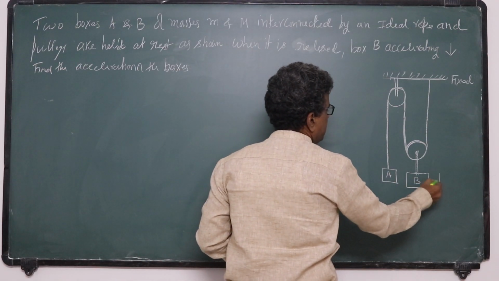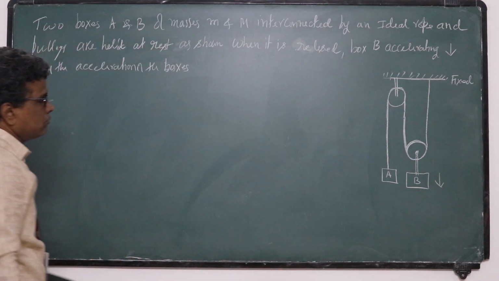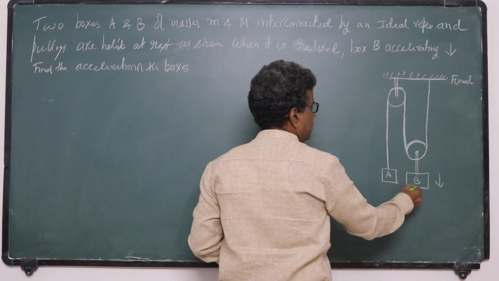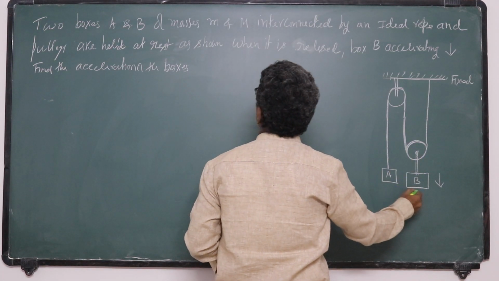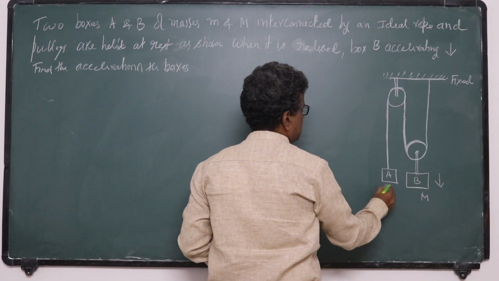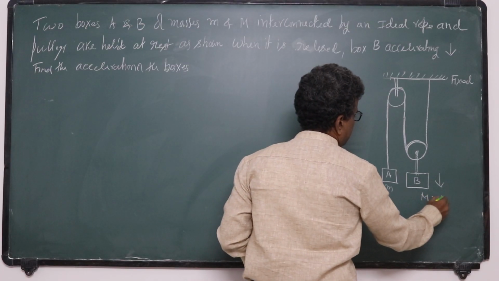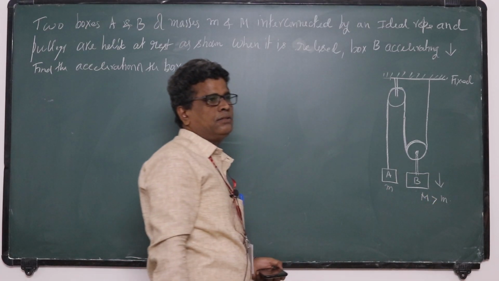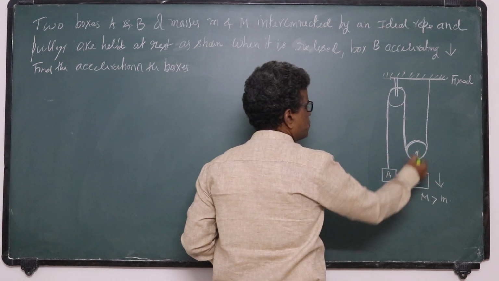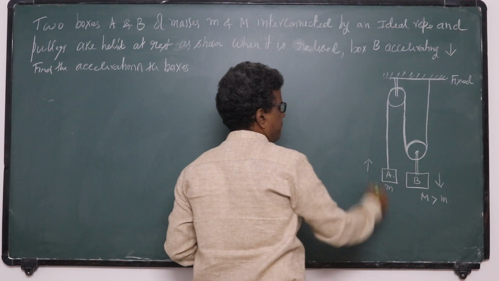The box B begins to move down, accelerating down. If it is down, then its mass, let it be capital M. So it is more than its mass, small m. Capital M, let it be greater than small m. So the box B moves down. As a result, the box A moves up.